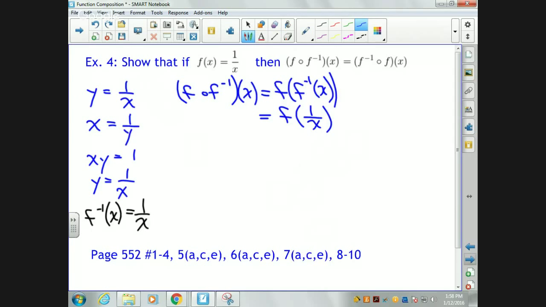And now if we want to evaluate f at its inverse, we're going to sub 1 over x into the function everywhere we had an x. So this becomes 1 over 1 over x. Looks a little messy. We're dividing by a fraction. What's the rule for dividing by a fraction? Multiply by the reciprocal. The reciprocal of 1 over x is x over 1, so we get 1 times x over 1, which is just equal to x.